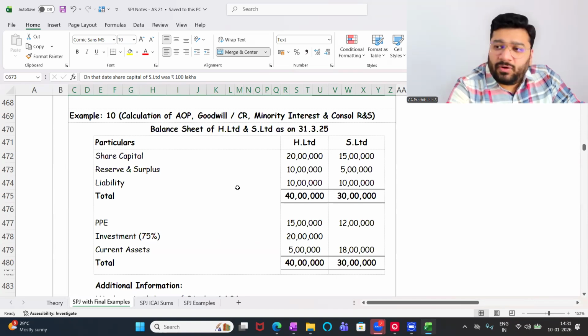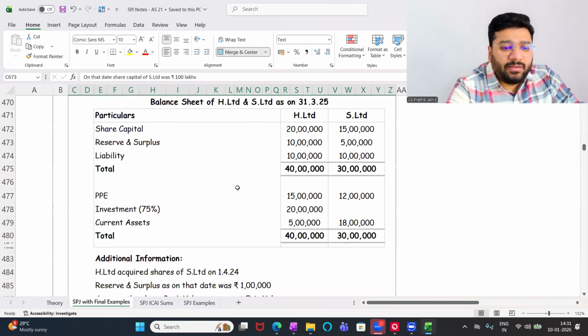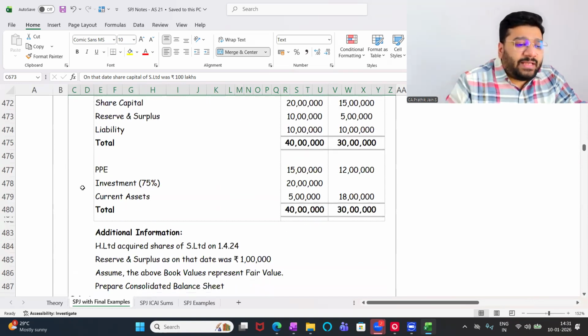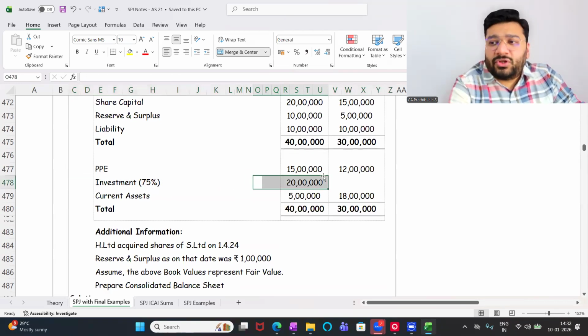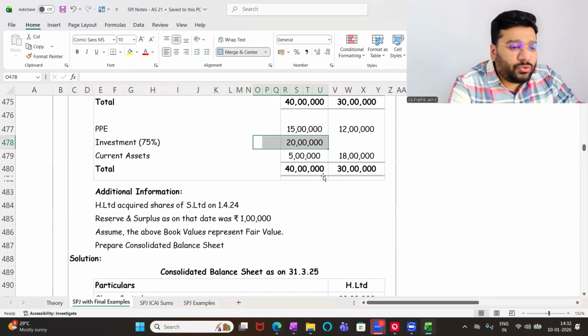This, you want me to give as homework? Same question, no masala. Just that I've changed the investment to 75% and increased the value of investment. So instead of capital reserve, you will get goodwill. Rest all the same. Try this as homework.